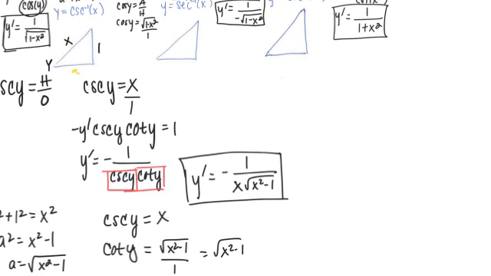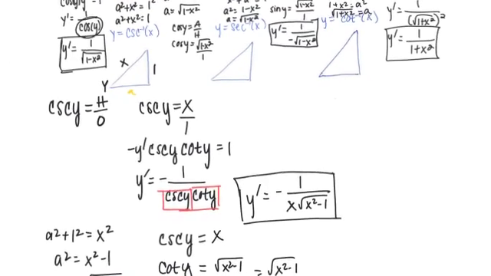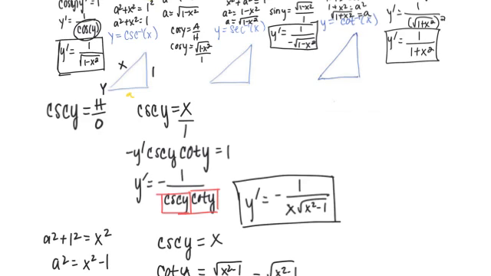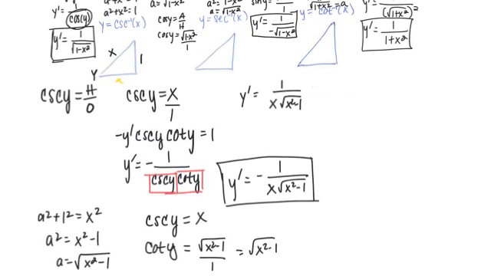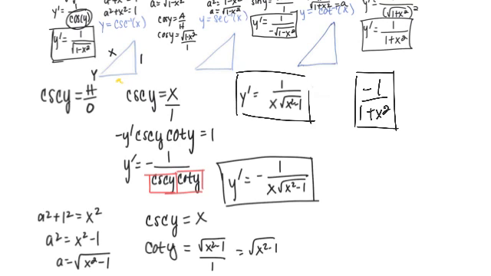Okay, now we can do secant inverse of x and cotangent inverse of x. I want you to do those on your own. I'm going to give you the answers. So the derivative of secant inverse of x is 1 over x square root of x squared minus 1. All right. And the derivative of cotangent inverse of x is negative 1 over 1 plus x squared. So I want you to try to derive those. We'll talk about them more in class, but that's what I'd like you to do.